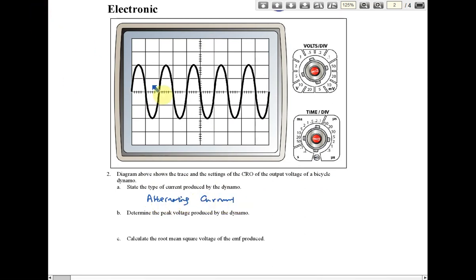Now, if it's direct currents, then it's a straight line. You will get a straight line. Okay, so if you see the current up, down, up, down, up, down, then this is alternating currents.